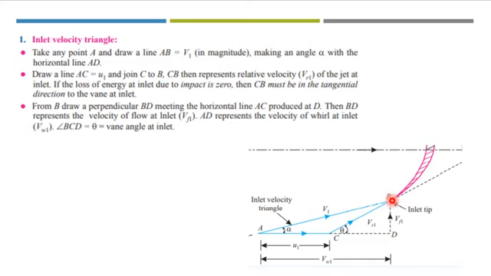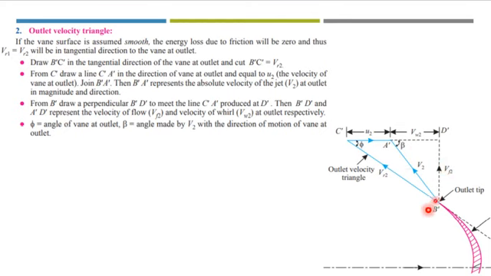If loss of energy at inlet due to impact is 0, then CB must be in the tangential direction to the vane at inlet. Then from B, you will draw a perpendicular BD meeting the horizontal line AC produced at D. Then this BD will represent the velocity of flow at inlet, and this AD will represent the velocity of whirl at inlet, and this angle BCD will be equal to theta, which is the vane angle at inlet.